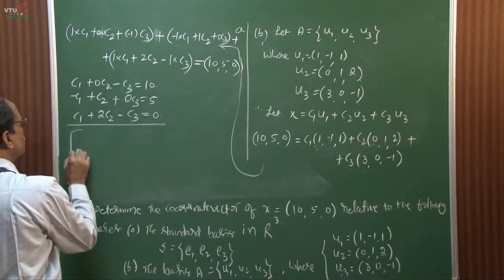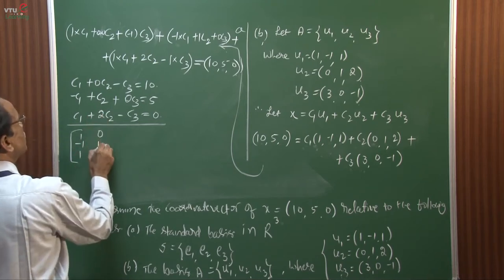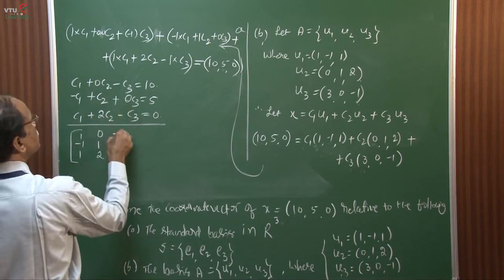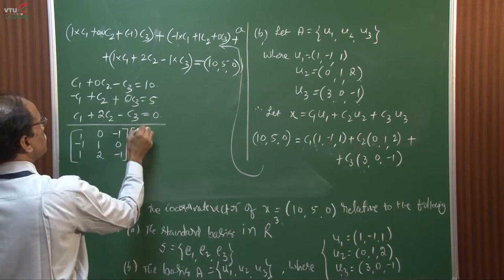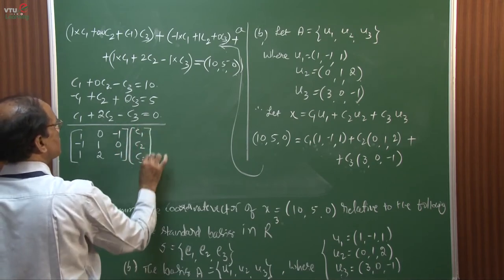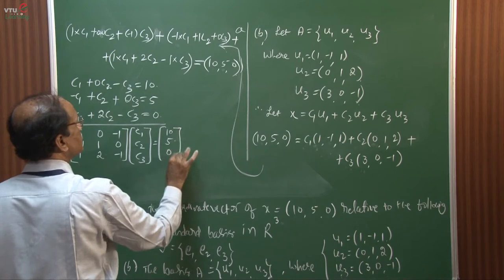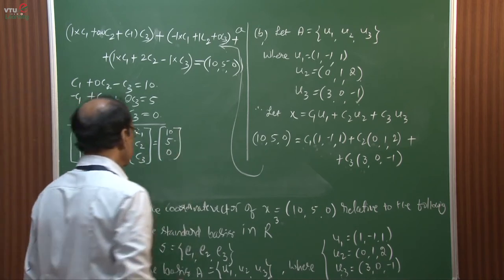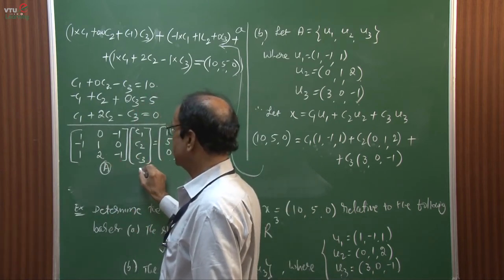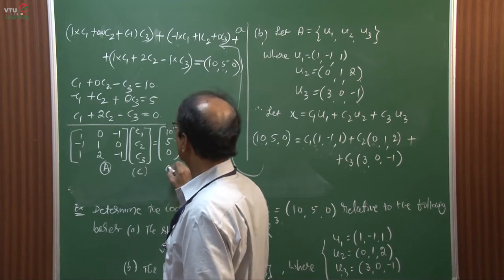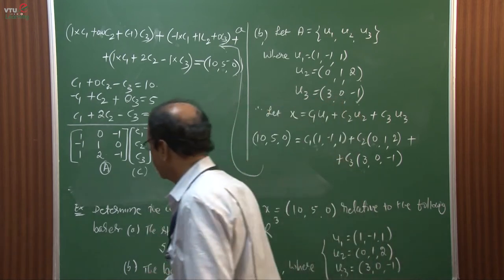In the matrix form also you can write, that is 1, minus 1, 1, 0, 1, 2, and minus 1, 0, minus 1, multiplied by c1, c2 and c3. This is equal to 10, 5 and 0. This is your matrix equation with three unknowns. This is the coefficient matrix and this is the column matrix of unknowns and this is also a column matrix with B, otherwise this is the column matrix with X.